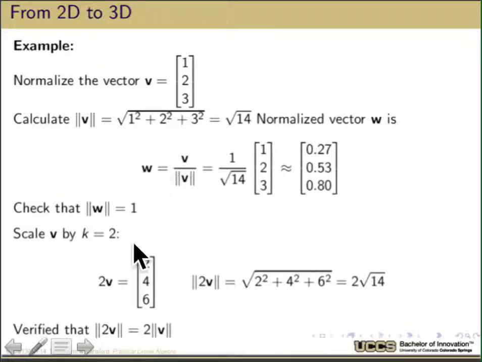We can also do things like scale. I can take 2 times V. In fact, here we'll take 2 times V, and take its norm. You see it's the square root of 2 squared plus 4 squared plus 6 squared, which is 2 times the square root of 14, which is just 2 times the norm we just computed.